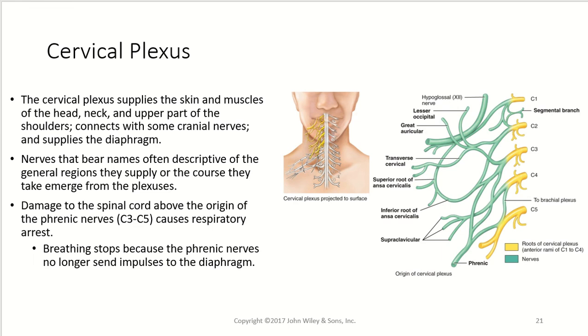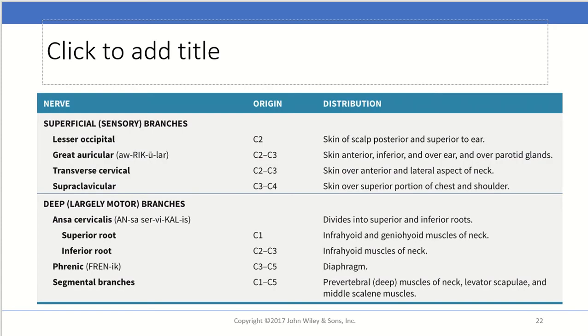So damage to the spinal cord above the origin of the phrenic nerve, which is between C3 and C5, is going to cause respiratory arrest. Breathing is going to stop because the phrenic nerve is no longer able to send impulses to the diaphragm. Here we have a little table generally describing the parts of the nerves that are associated with the cervical plexus. You won't need to know these for the exam, but they are important for the lab exam.